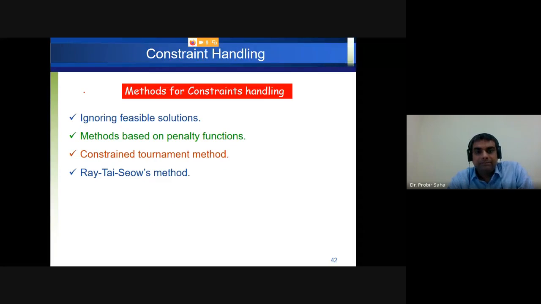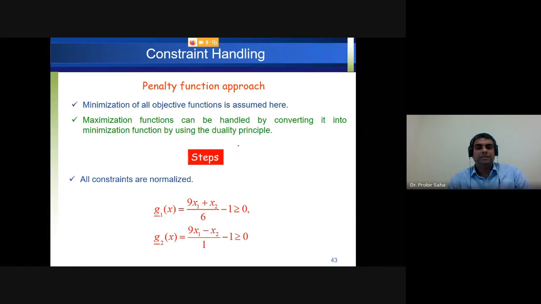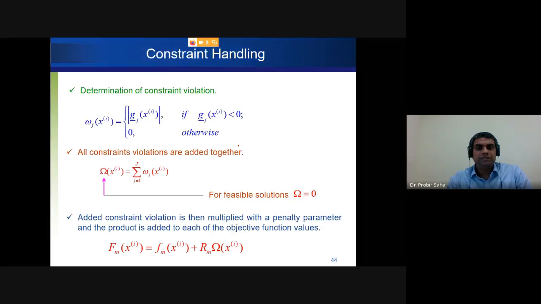There are several methods again available: ignoring infeasible solutions, methods based on penalty functions, constraint tournament method, and others, but we shall only focus on the penalty function method. Now, what is the penalty function method? It's very simple. Let me first explain what that is.